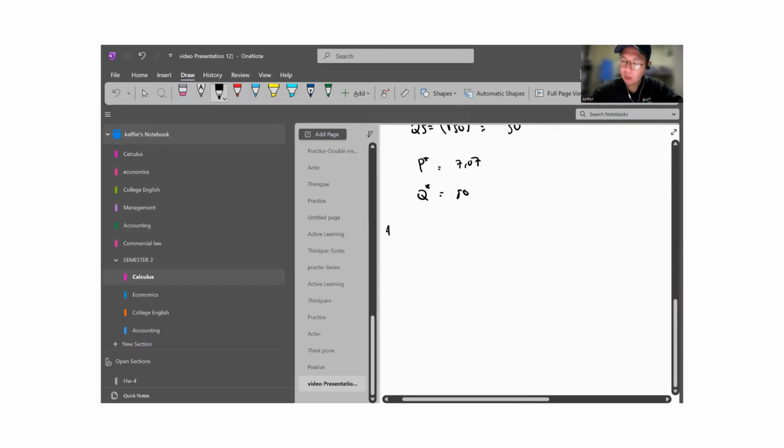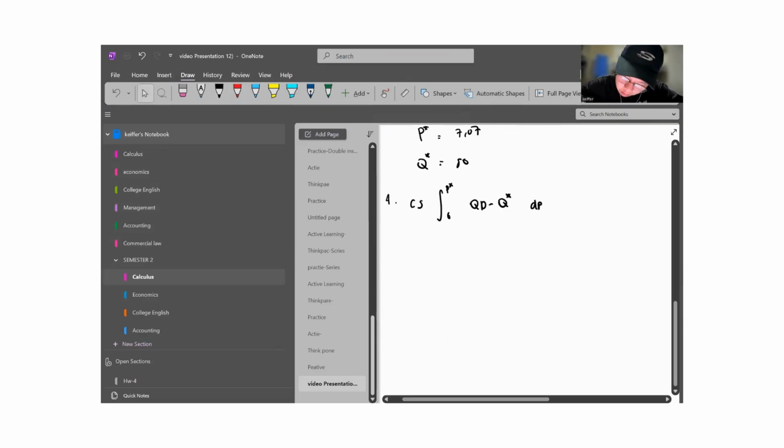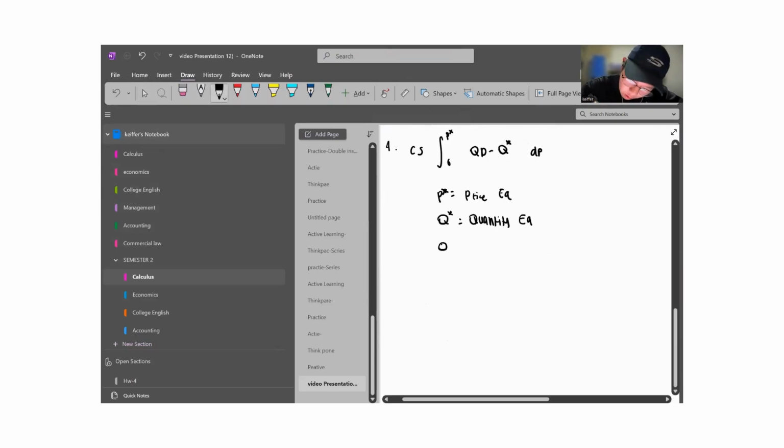Okay, now we move on to number 4. Write the formula for calculating the consumer surplus and producer surplus. Okay, for consumer surplus, we do the integral. This is the price equilibrium, and this is 0. This is QD minus quantity equilibrium. The P star is the price equilibrium. Q star is the quantity equilibrium.